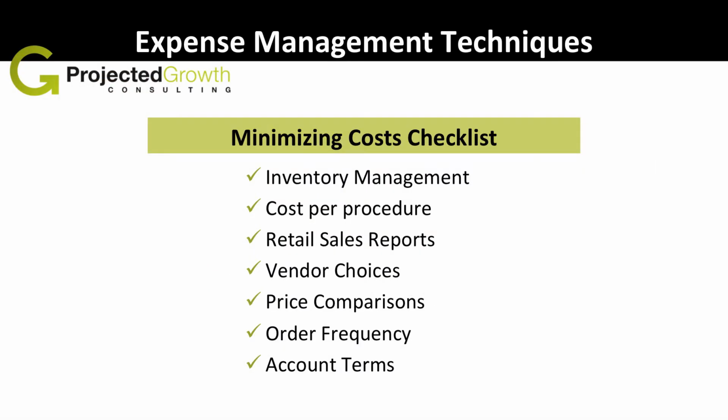Some other cost-minimizing things to consider on your checklist are how often you're ordering inventory, whether you're reconciling inventory and keeping track of that, and looking at what your cost per procedure is and where you can tweak those things, especially for the services that you're doing more of. It's kind of the 80-20 rule. So if 80% of your revenue is coming from these 6 procedures, let's start there and analyze them and make sure that we're not spending too much money in them, because that's got an exponential return on it.